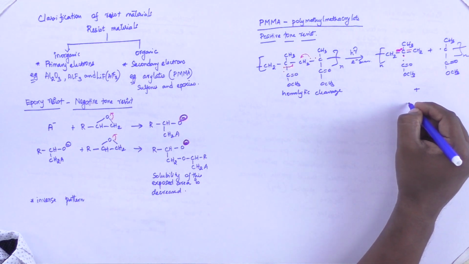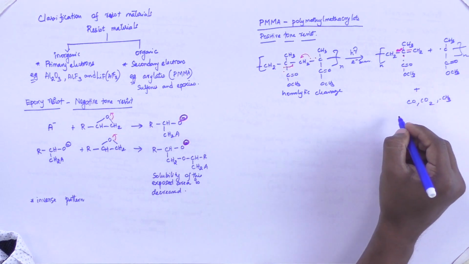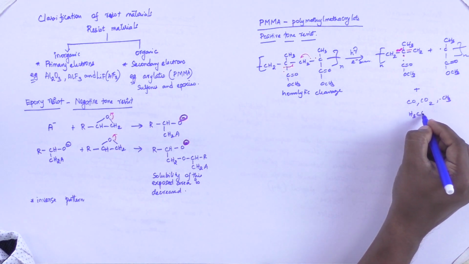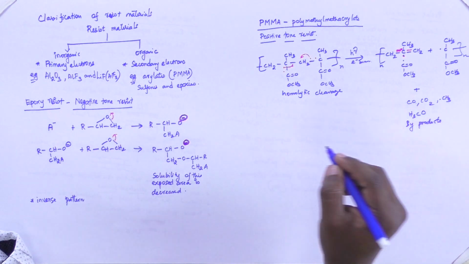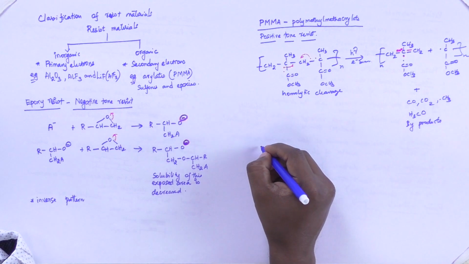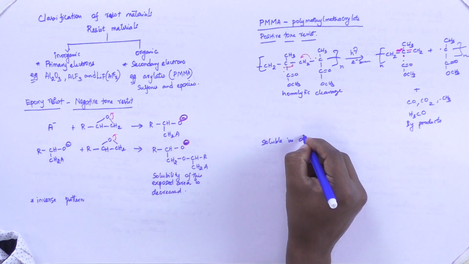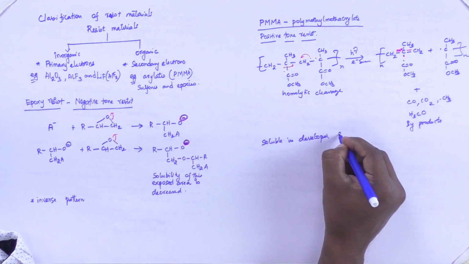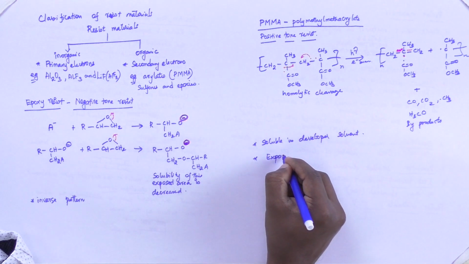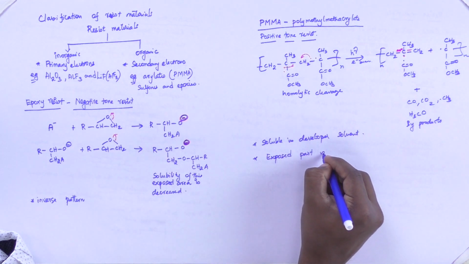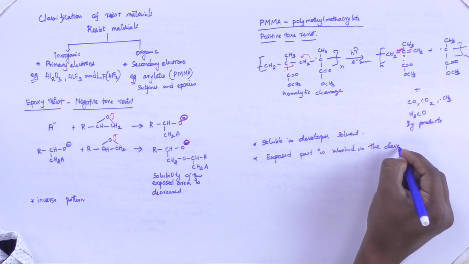you have carbon monoxide, carbon dioxide, and then methyl group and CH3CO. So these are all the byproducts produced in this reaction. These byproducts are easily soluble in developer solvent, and as a result the exposed part is washed away in the developer solvent.